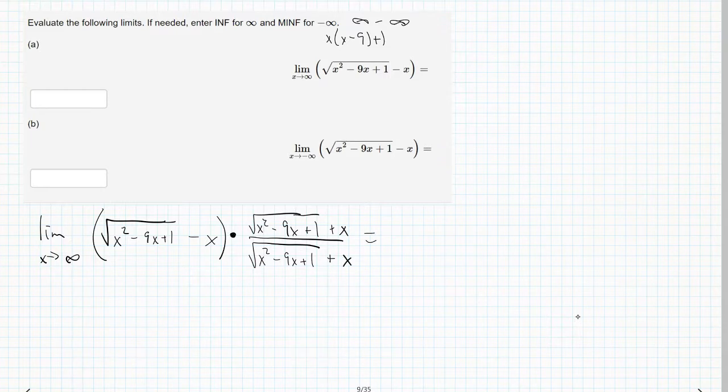Okay, so now taking a look at this, there won't be any funny business after we go through this next step here. So this becomes x squared minus 9x plus 1, because when we square a square root it gets rid of that. But it goes minus x squared. Okay, and all of this will be over the square root of x squared minus 9x plus 1, and then plus x.